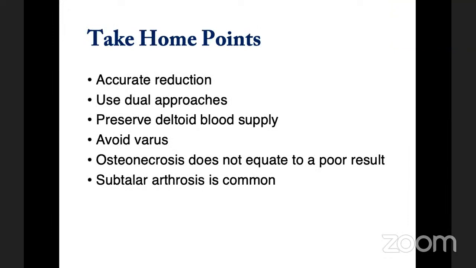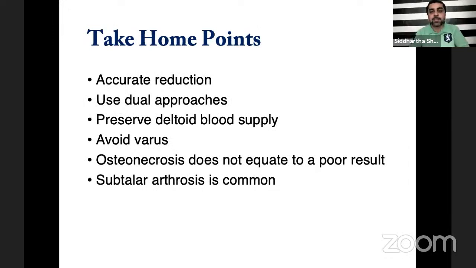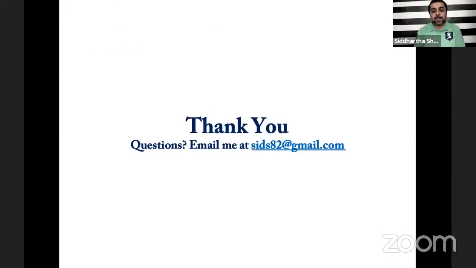So the take-home points from this presentation is that you need to reduce these fractures accurately. In 2021, there is no role of a single approach if you are going to operate them, if you are going to do an open reduction. Please use combined approaches, anteromedial and anterolateral. The deltoid blood supply is vital for these fractures. Avoid varus. Do not compress the comminuted medial side. Use bridge plates, K-wires, or screws. Very important, osteonecrosis does not always equate to a poor result. Sometimes nature does the work and healing will happen. And subtalar arthrosis is a common complication. So thank you.